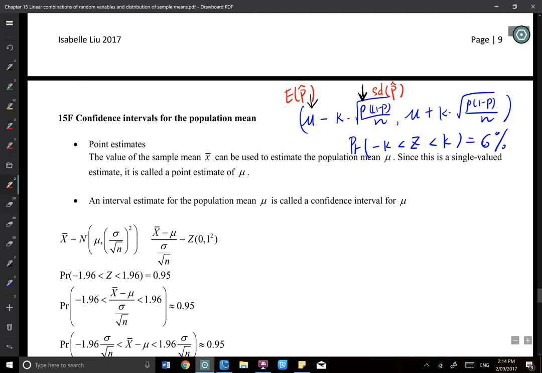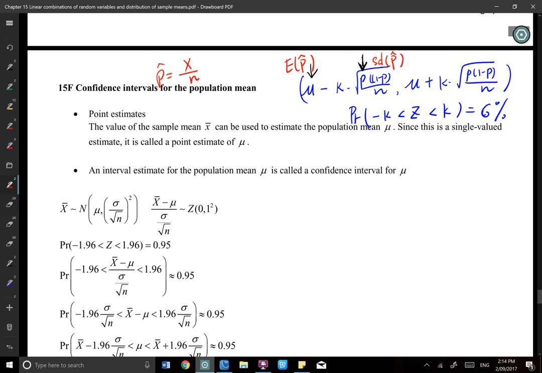Remember, p hat is x over n. P hat comes from x over n, that's when we do the sample proportion. And x is a binomial distribution. And then we have something quite similar to binomial notation: the square root of p times 1 minus p over n. That is the standard deviation for p hat.